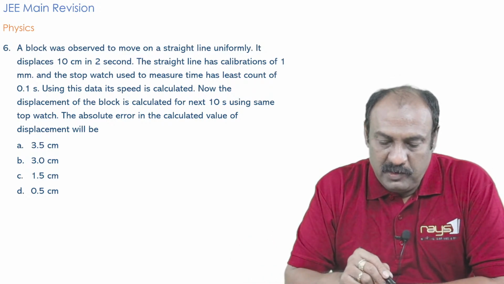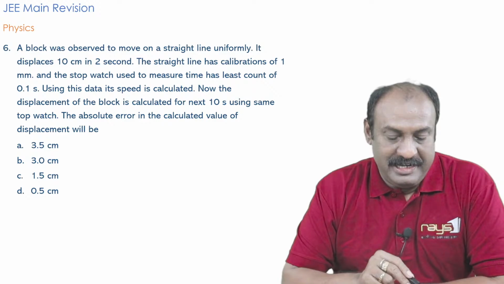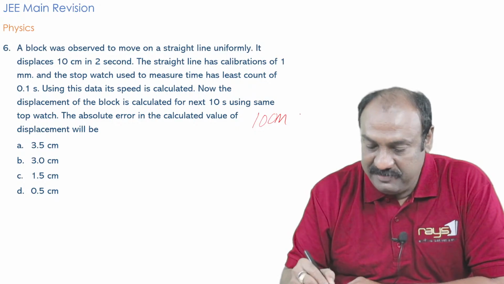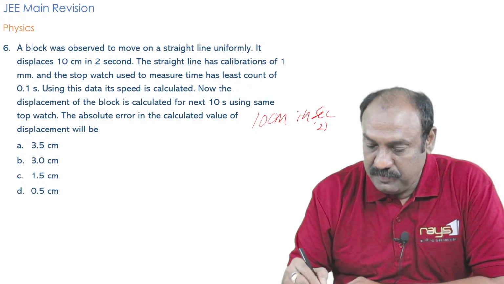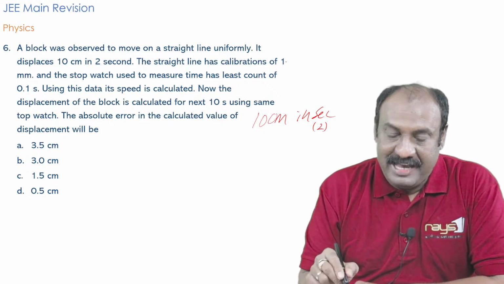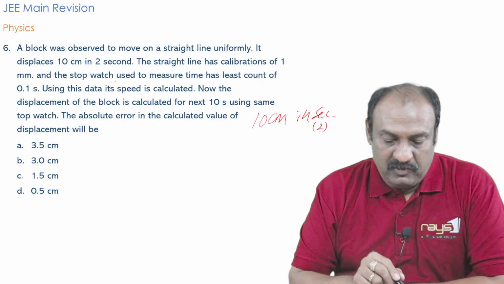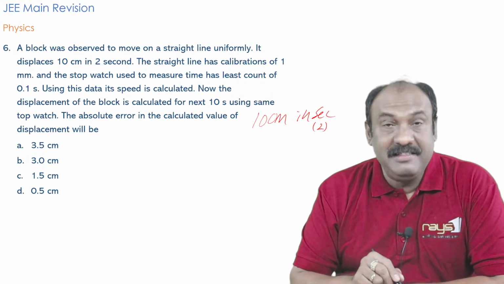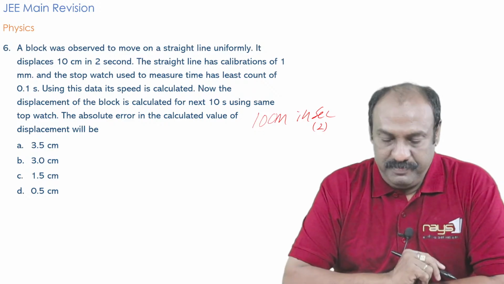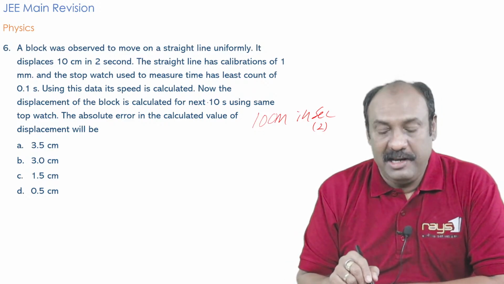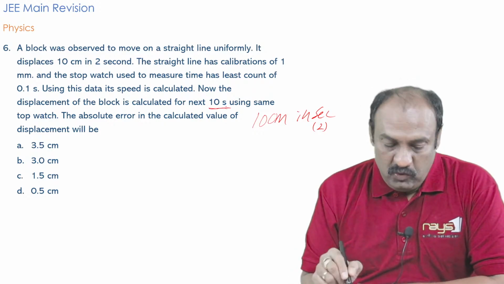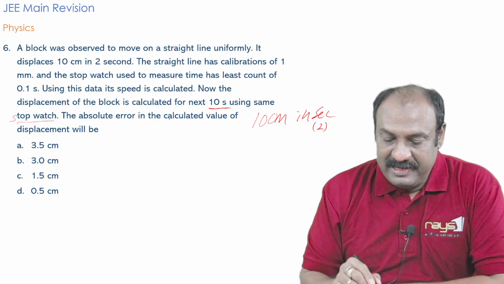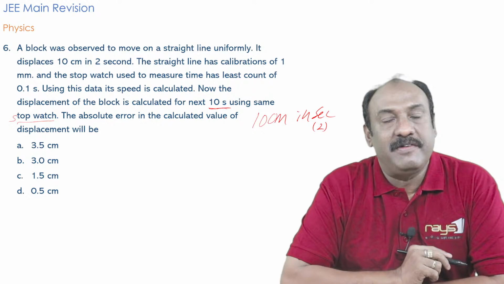A block was observed to move on a straight line uniformly. It displaces 10 centimeter in 2 seconds. The straight line has calibration of 1 millimeter. The stopwatch used to measure time has a least count of 0.1 second. Using this data, its speed is calculated. Now the displacement of the block is calculated for the next 10 seconds using the same stopwatch. The absolute error in the calculated value of displacement is what we want.